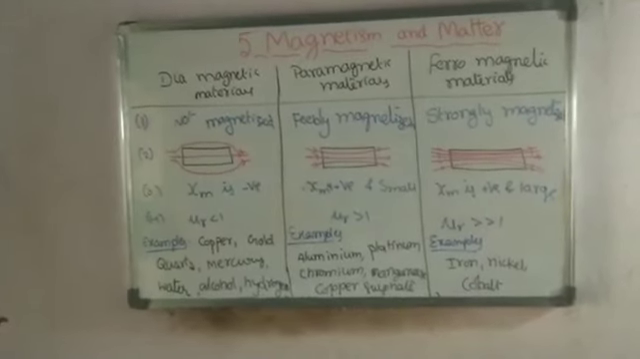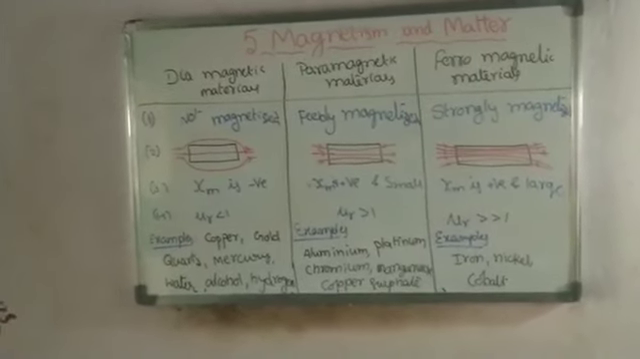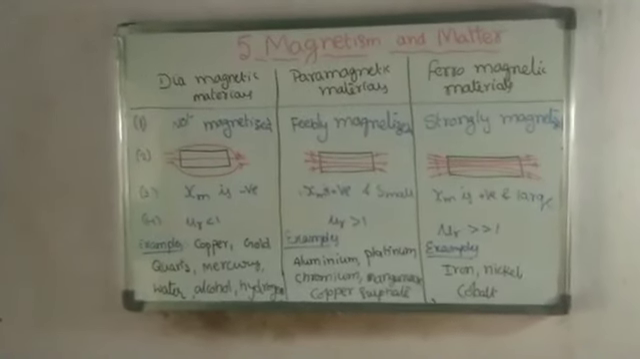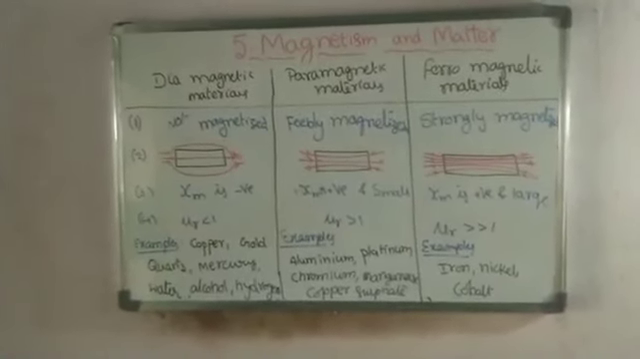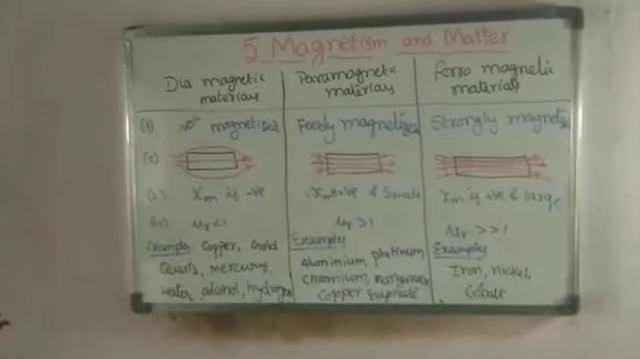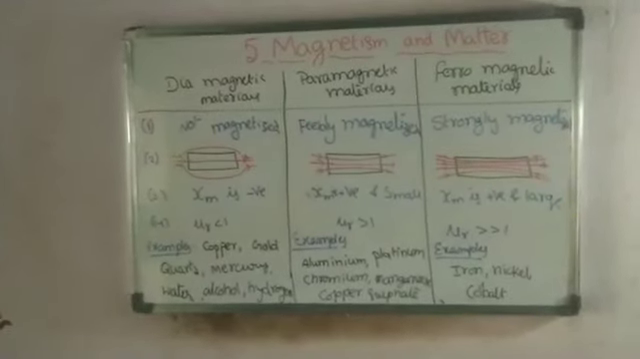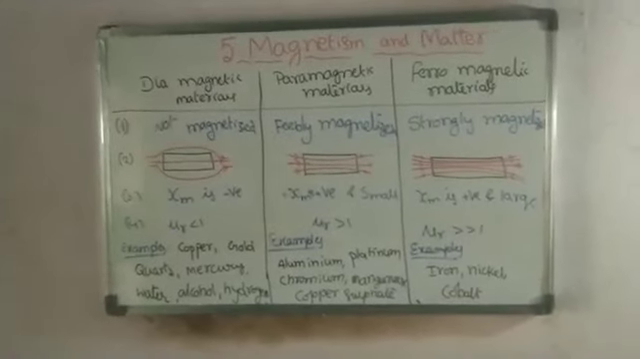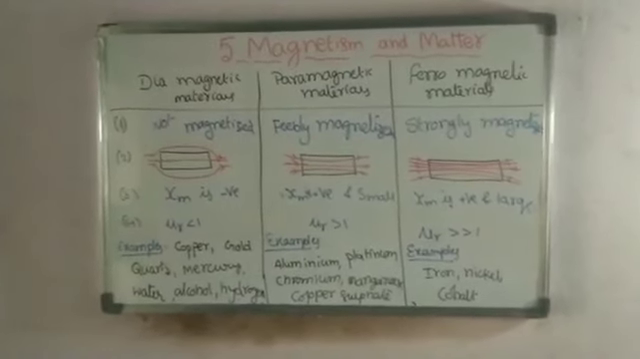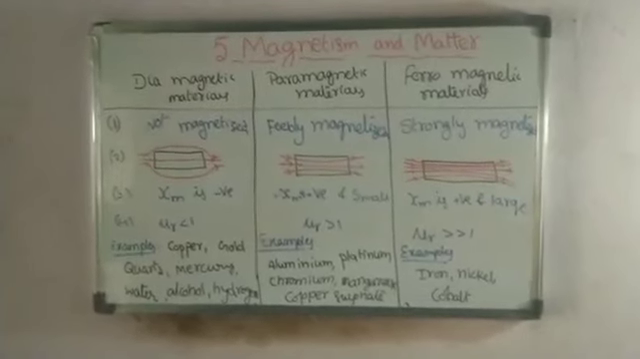Paramagnetic material susceptibility is positive and small, and the magnetic permeability is greater than 1. For ferromagnetic material the susceptibility is positive and very large, due to that the permeability is much greater than 1. This is in thousands. Okay, remember that. The examples for diamagnetic material, remember any two: copper, gold, quartz, mercury, water, alcohol, hydrogen. The examples for paramagnetic materials: aluminum, platinum, chromium, manganese, copper sulfate. And the examples for ferromagnetic materials: iron, nickel, cobalt and their alloys.